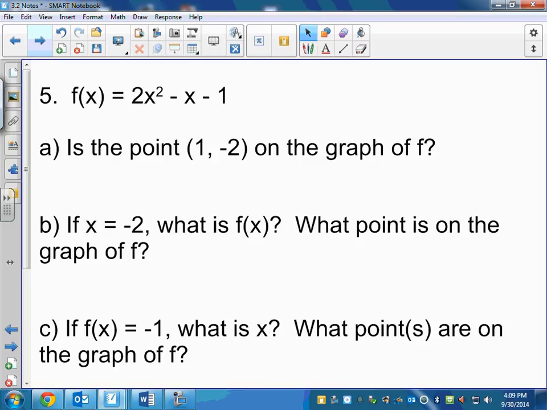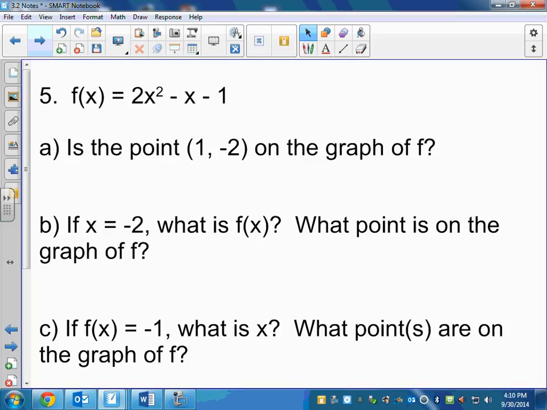So what about if they don't give you a graph? What if they just give you an equation and ask you some of the same stuff? Sometimes it's a little bit trickier. So part of your homework, I give you a question like this, where I ask you to answer some stuff about the function. Given this function, which looks to me like a quadratic because it's x squared, it said, is the point (1, -2) on the graph of f?